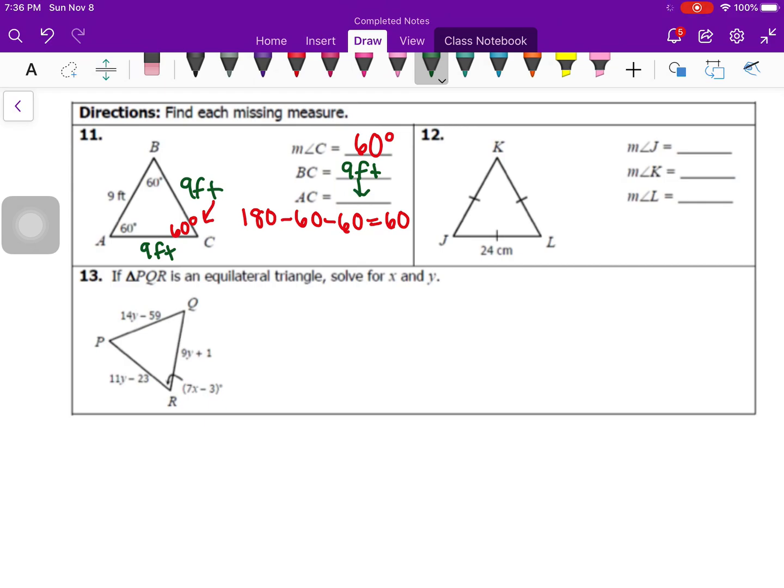Okay, so look at 12. Number 12 is an equilateral triangle, so every single side is going to be 24 centimeters. If it is equilateral, then we know it must be equiangular. And if it's equiangular, all of our angles are the same. So 180 divided by those three angles is 60 degrees.